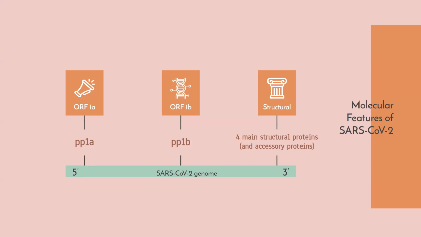Now on to the molecular features of SARS-CoV-2. Genomic studies showed that the SARS-CoV-2 genome was split into several parts. The first 2/3 of the genome consisted of open reading frames 1A and 1B, which code for polyprotein 1A and 1B, respectively. These polyproteins are further processed to create non-structural proteins 1 through 16 of the virus. And the last 1/3 of the genome mainly codes for the 4 main structural proteins, aside from some accessory proteins.